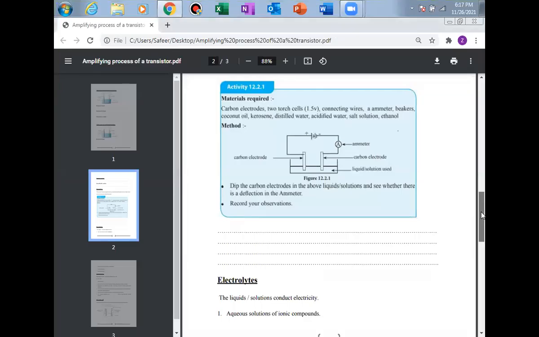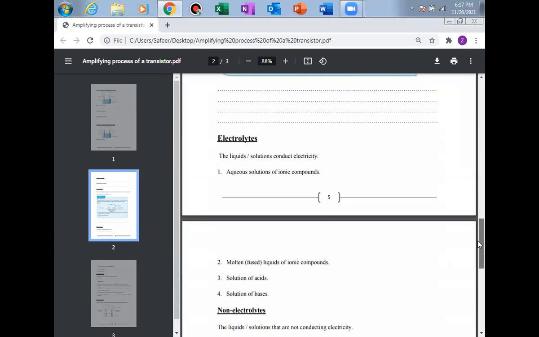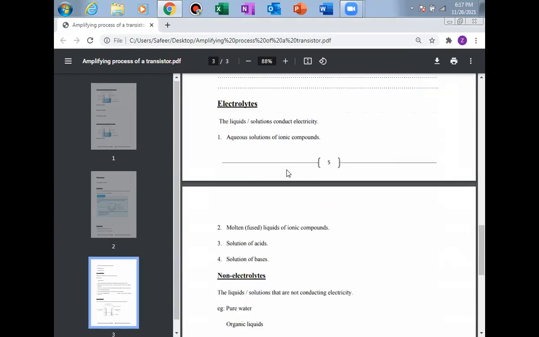Then see electrolytes. What are electrolytes? The liquids or solutions that conduct electricity. So what are the liquids or solutions that conduct electricity? Aqueous solutions of ionic compounds. For this, you can write an example: ionic compounds, salt solution.